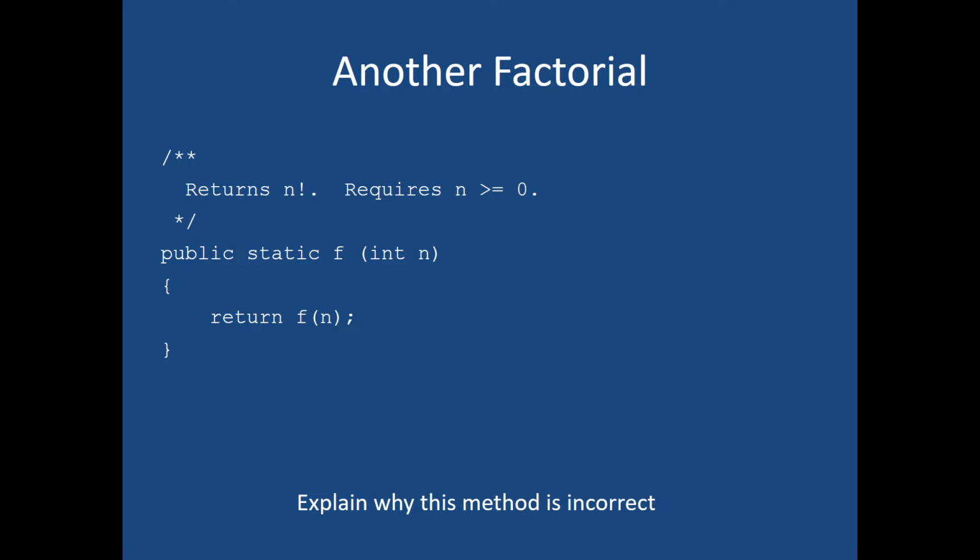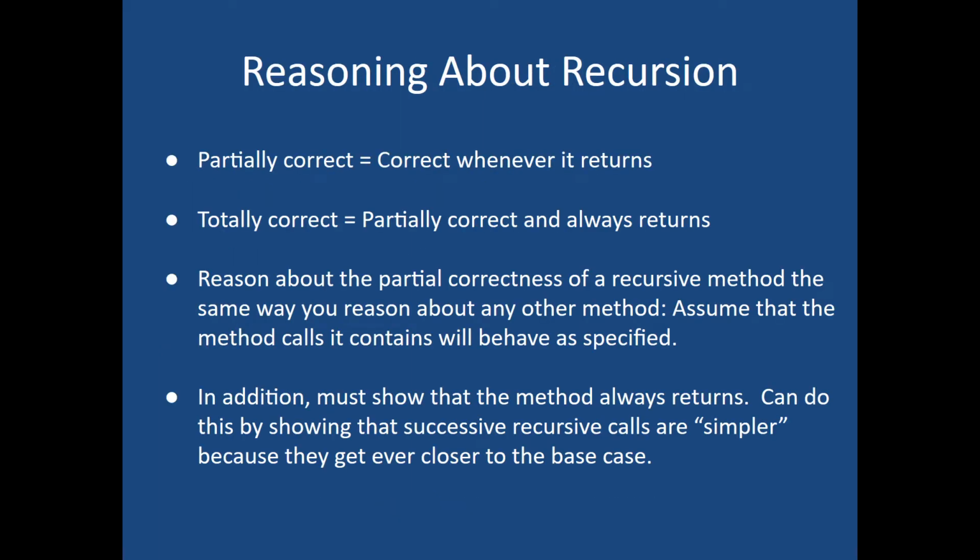Does it return n factorial every time it returns? Does it return? It never returns. So yeah, every time it returns, it returns n factorial. It never returns, so it's vacuously true. So that is partially correct as well. But we don't usually care about partial correctness. We care about total correctness. Total correctness means it's partially correct and it always returns.